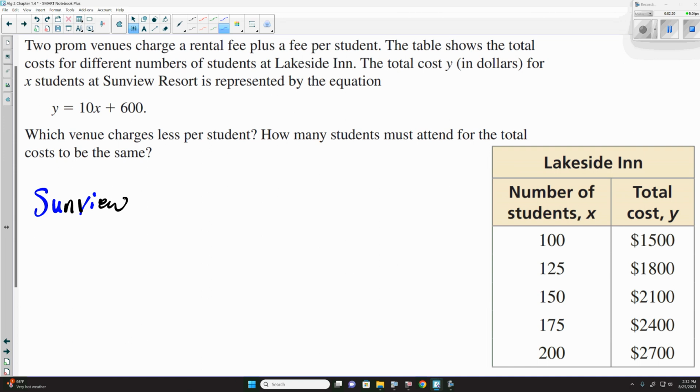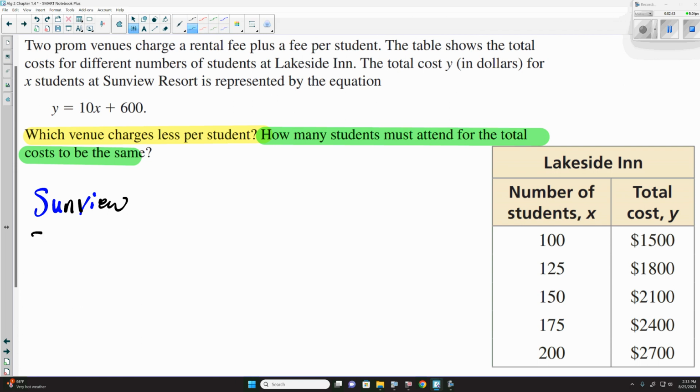There are two things we want to know. One, which venue charges less per student? And the second part, how many students must attend for the total cost to be the same? Before we start finding anything, we need the two equations.